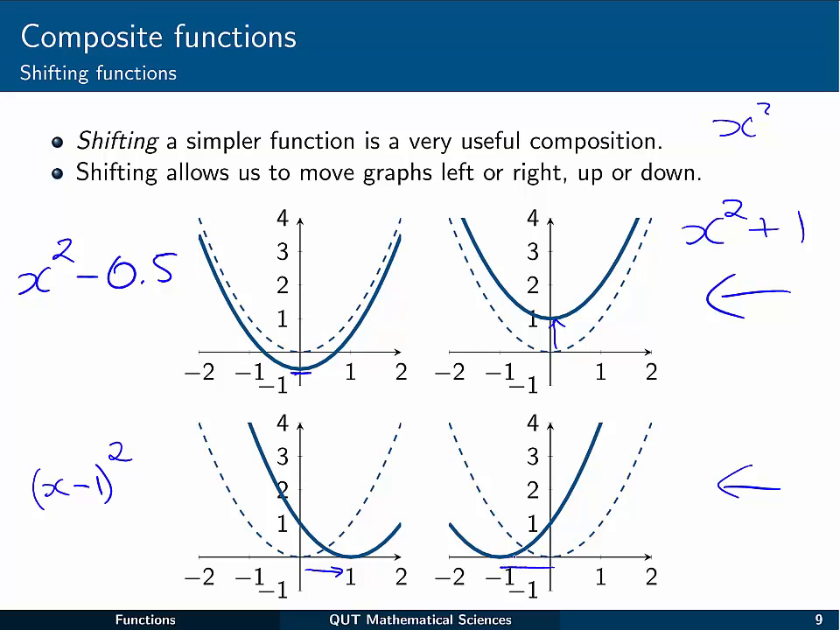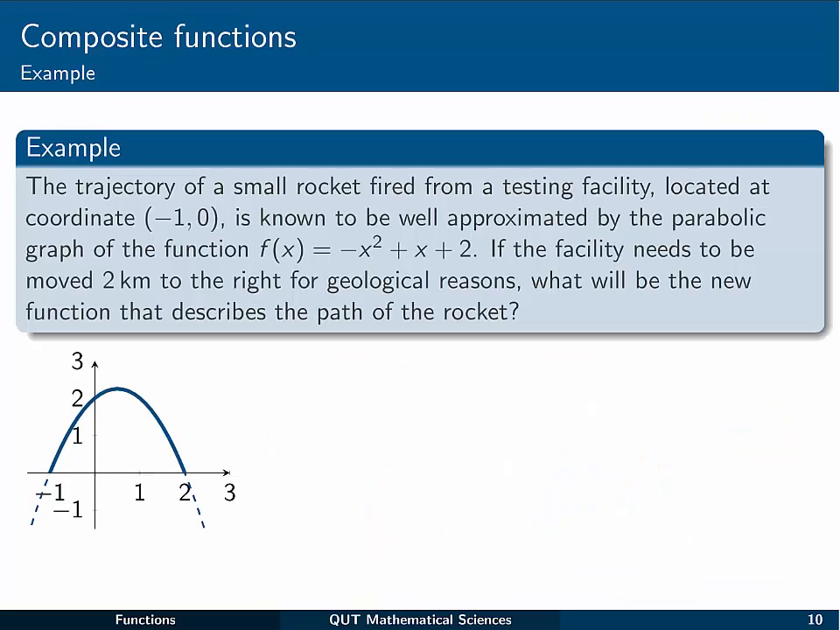And of course, if you're moving back to the left, in this case by 1 unit, it's going to be adding 1, so x plus 1 all squared. So if we were moving back to the left 7 units, it'd be x plus 7 all squared. And that's basically how we can compose or shift functions left, right, and up and down. So let's check out this example. Take a moment to read through this one for yourself, and we'll come back in a moment.